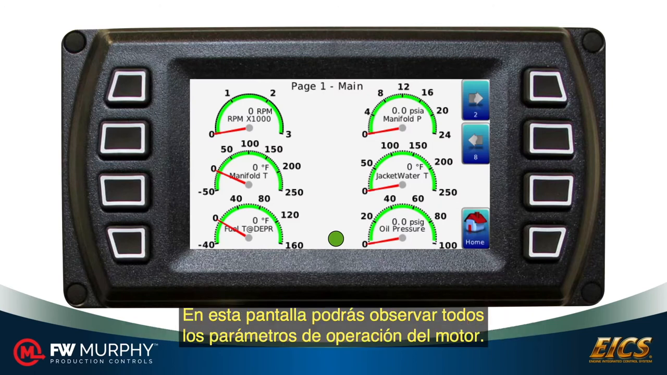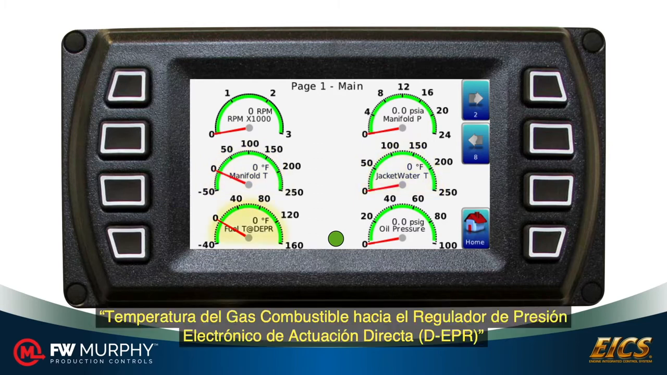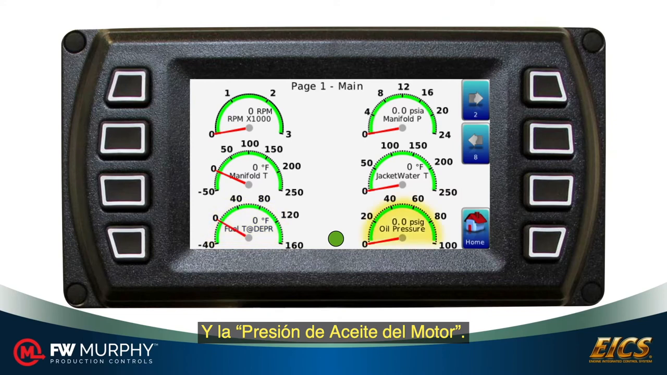From this screen, you can see all the operating parameters of the engine: RPM, manifold pressure, manifold temperature, jacket water temperature, fuel gas temperature into the DEPR, and the engine oil pressure.